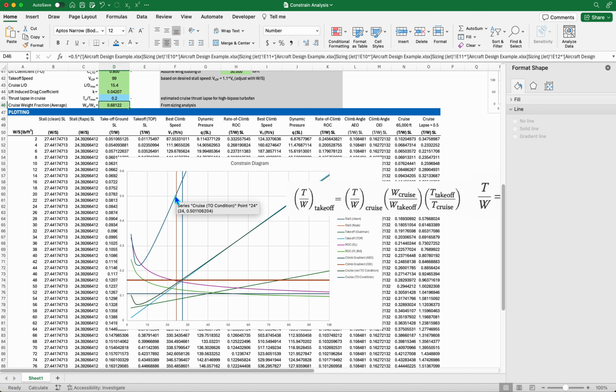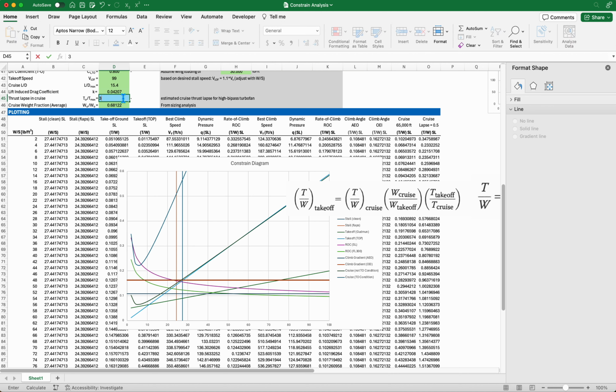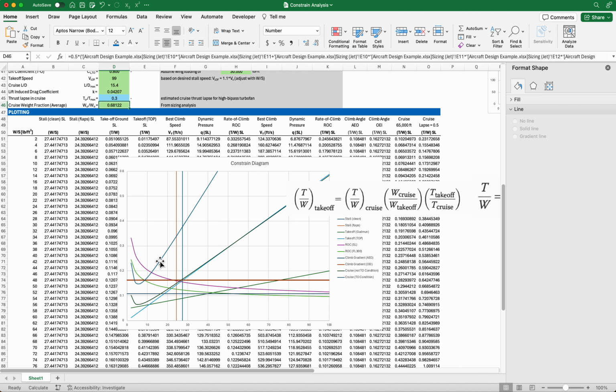If we're going to try to match our stall condition, we need a thrust to weight ratio of about 0.5 so that we could operate at 20% of our sea level thrust during our cruise condition. So we make this 0.3, say. Then now our optimum point, if we're trying to minimize thrust to weight ratio, could be somewhere here, but that would mean we have to go with a wing loading of 12. So that would require quite a large wing for the weight of the aircraft that we have.